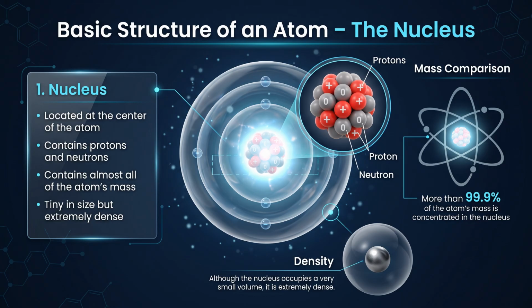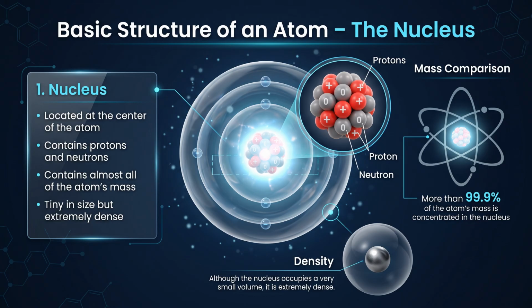The mass comparison. Moving over to the top right, we encounter a mind-blowing fact about how an atom's weight is distributed. While the zooming electrons, the blue spheres orbiting the outside, take up almost all of the physical space of the atom, they are practically weightless. Because the heavy protons and neutrons are bundled together in the center, more than 99.9% of the entire atom's mass is concentrated directly inside the nucleus.